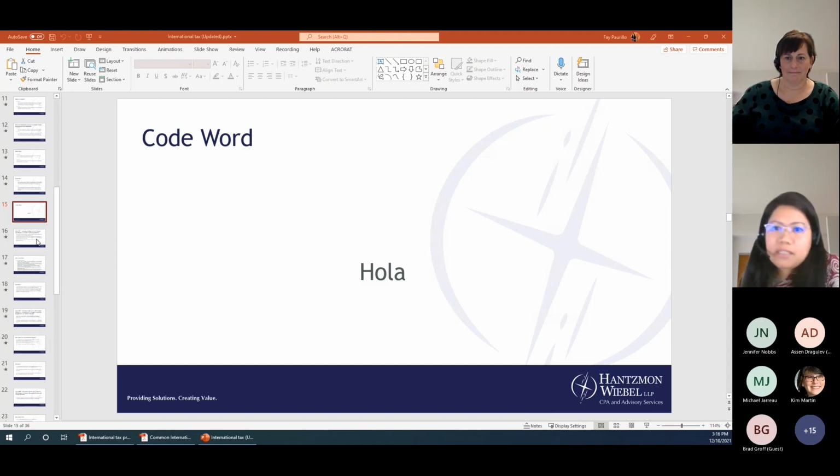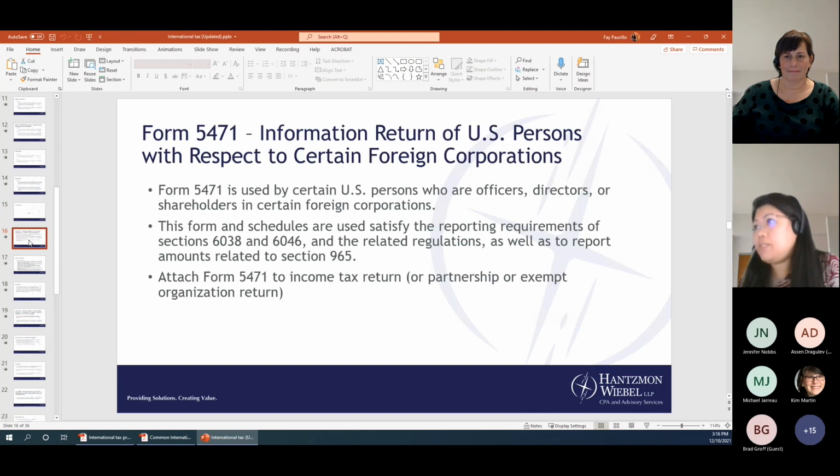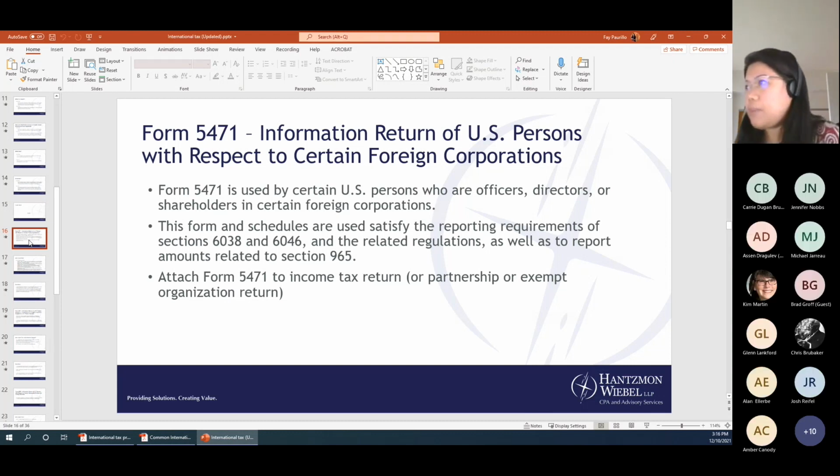All right, let's continue with other commonly filed foreign tax forms. I'm going to talk about the 5471. And we do see a few of these in our practice. So this is the information return of U.S. persons with respect to certain foreign corporations. This is used by certain U.S. persons who are officers, directors, or shareholders in certain foreign corporations. This form and schedules are used to satisfy the reporting requirements of sections 6038 and 6046 and the related regulations, as well as to report amounts related to section 965.